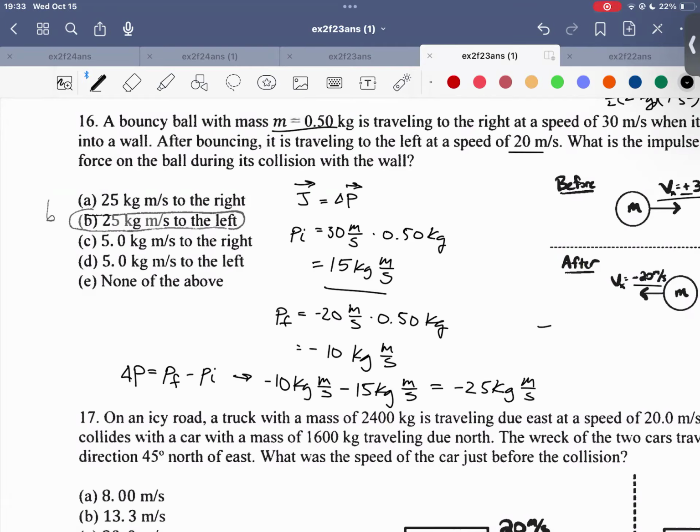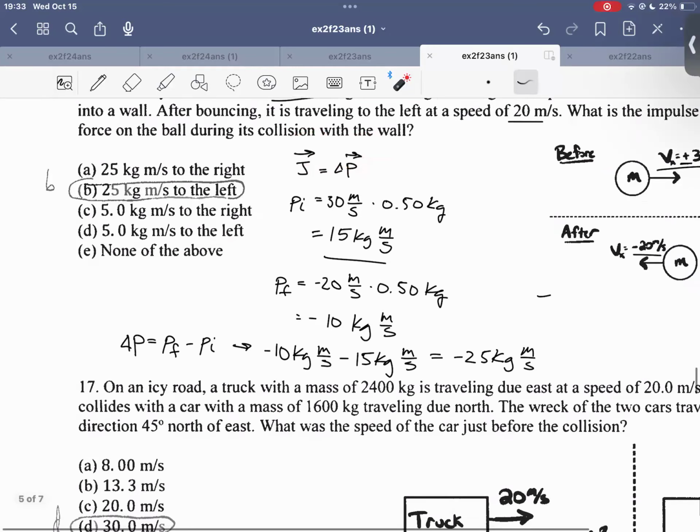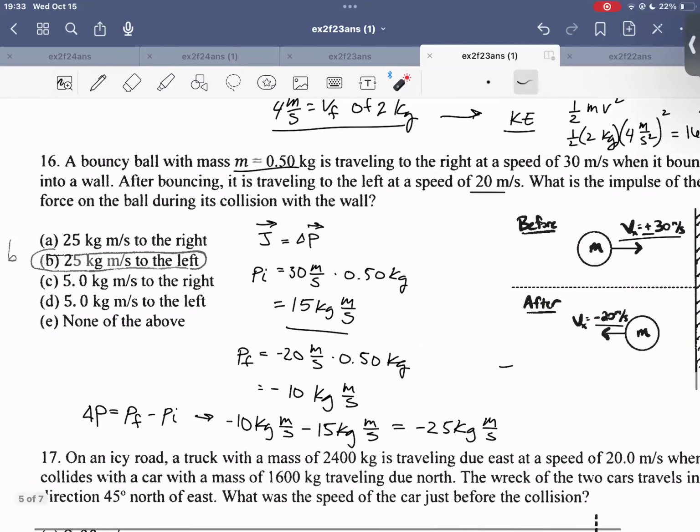And again, like I said, since we have these arrows here, it tells us that they're vectors. So we have negative here, they're moving towards the left. That's why when we select it, we get 25 kg meters per second to the left.